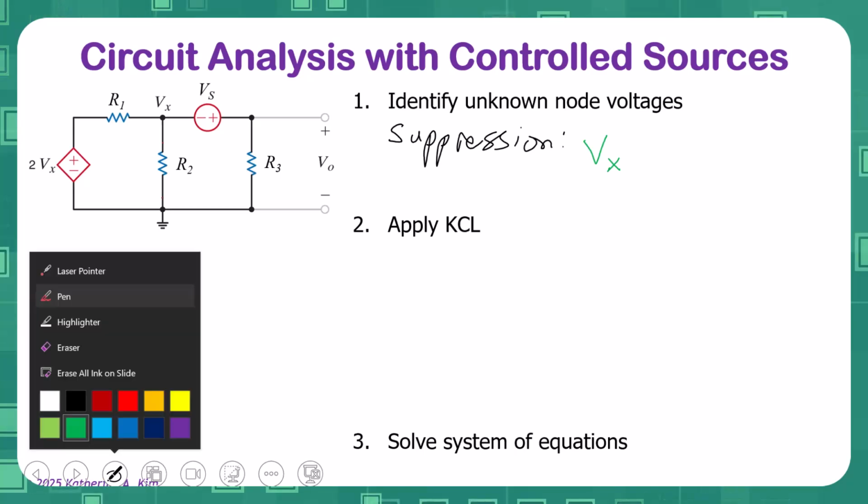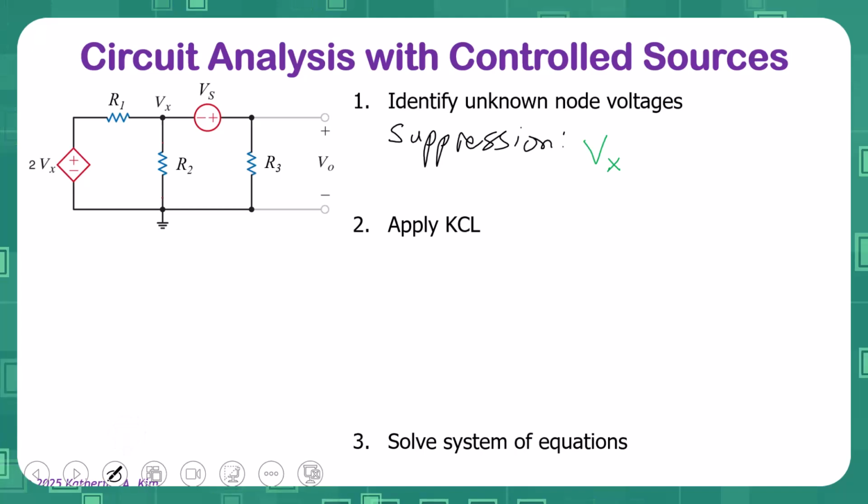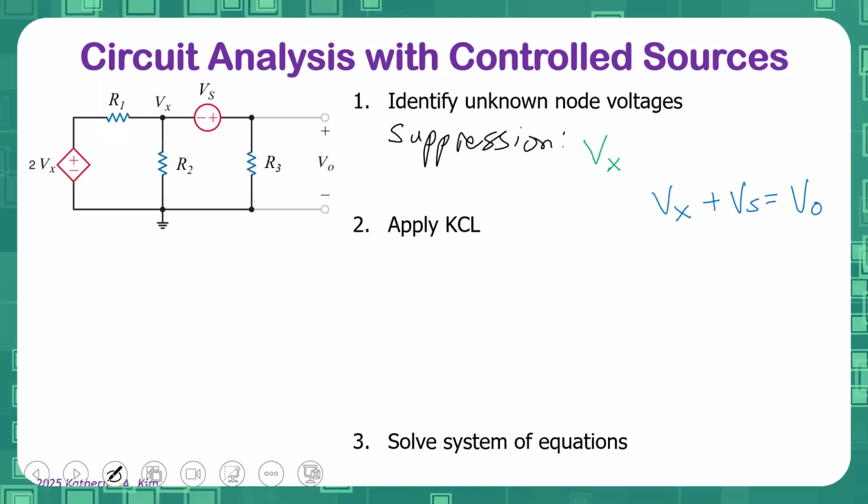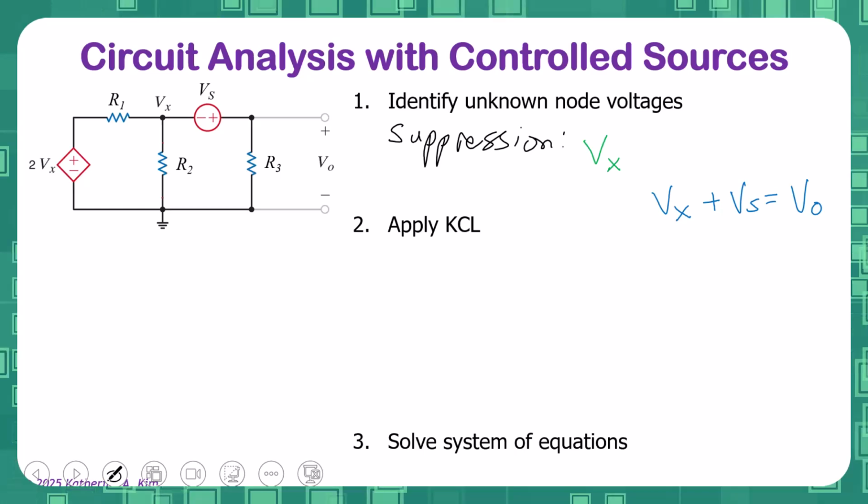And then we will have another constraint here. We see from the voltage source that if we know Vx, Vx plus Vs will equal VO. Okay, so VO is just the other node on the right. So we know that relationship. So the moment we know Vx, we know VO as well. Okay, so we only have one unknown here.